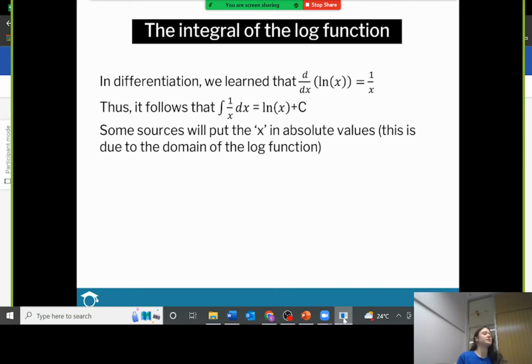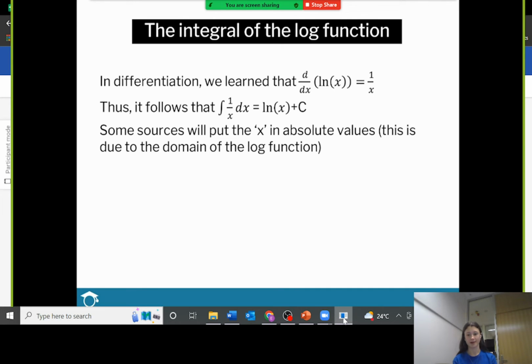So the next part is the integral of the log function. So obviously the derivative of ln x is 1 on x, and therefore the integral of 1 on x is ln x plus c. What some textbooks do is put x in absolute value brackets. The reason for that is because obviously you can't have ln of anything that's 0 or below.